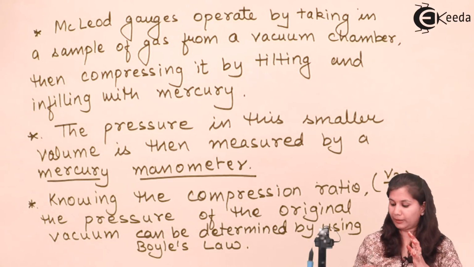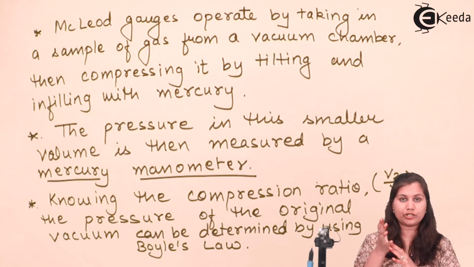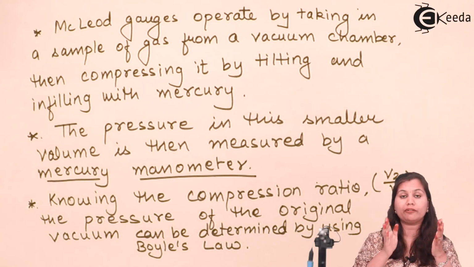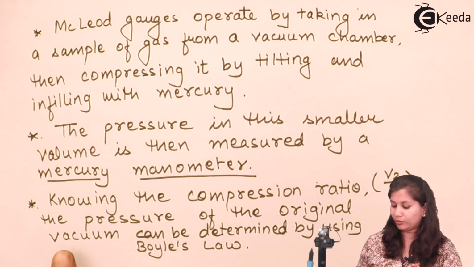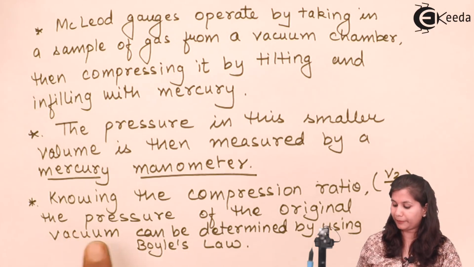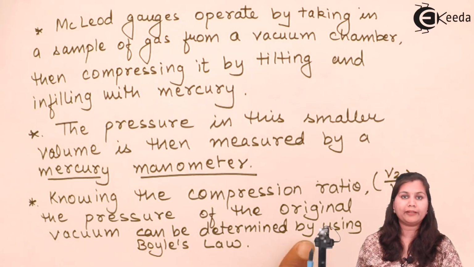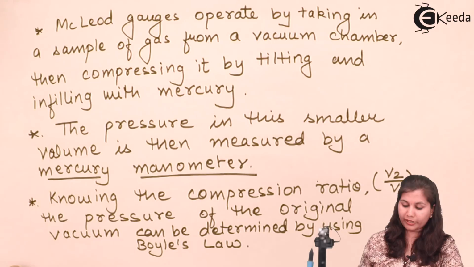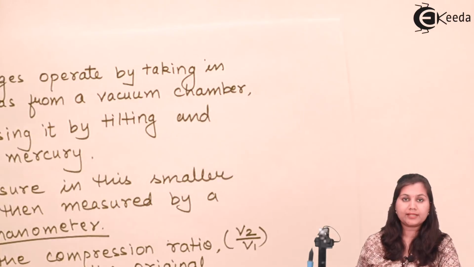So by knowing the compression ratio, that is the initial and the final volumes, and also the final pressure, we can find out the initial pressure, or the pressure of the original vacuum, by using Boyle's law. So we can say that the working of the McLeod gauge depends upon Boyle's law and is based on it. So let's see what Boyle's law is and how we can measure the pressure from it.